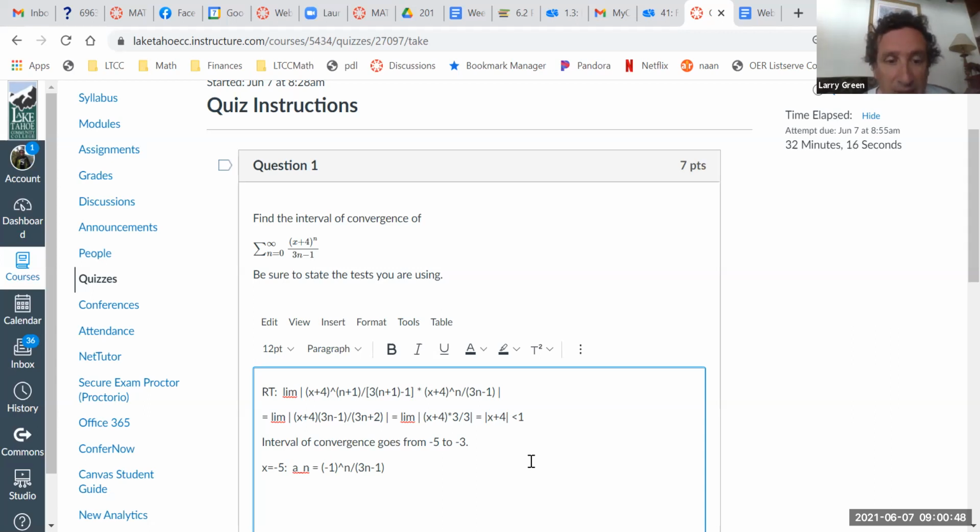Okay, now we need to figure out if this series converges. As I mentioned last week, you never use a ratio test for the endpoints. It will never work because you're always going to get 1 and the test fails. So what test should I use? It's not a hard one. What test should I use to decide if (-1)^n over 3n - 1 converges?